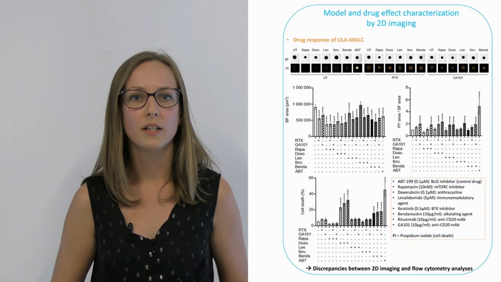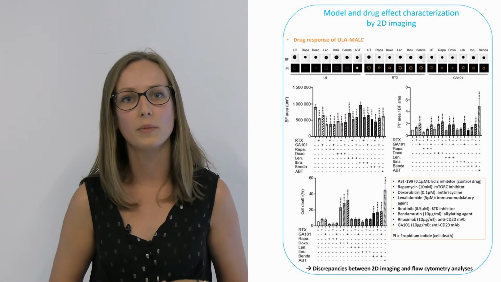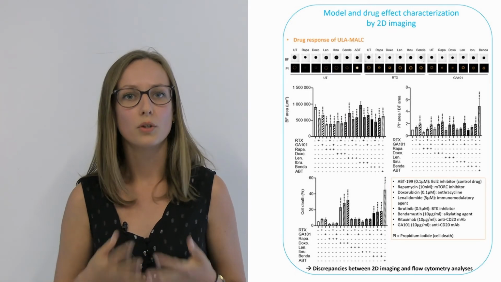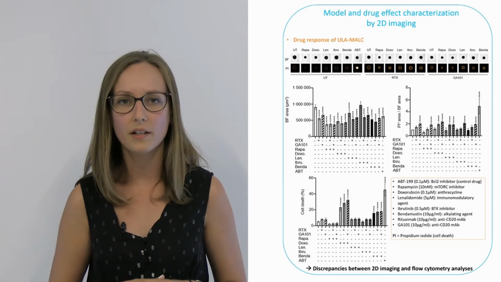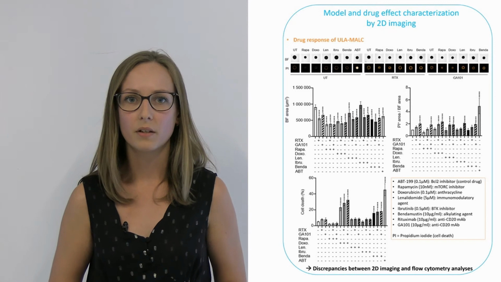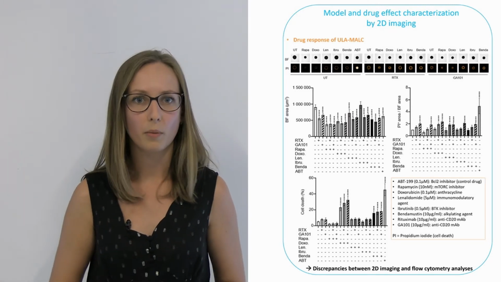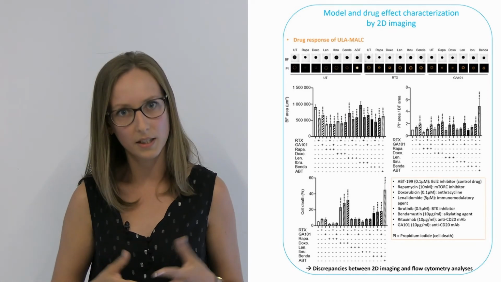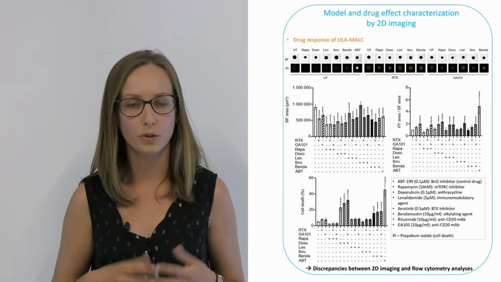Then we determined the effect of different drugs such as ABT-199, a BCL2 inhibitor, rapamycin, an mTOR inhibitor, doxorubicin, an anthracycline, lenalidomide, an immunomodulatory agent, ibrutinib, a BTK inhibitor, bendamustine, an alkylating agent, and to finish, we combined those drugs or not with two monoclonal antibodies, anti-CD20, rituximab and GA101, also called obinutuzumab.